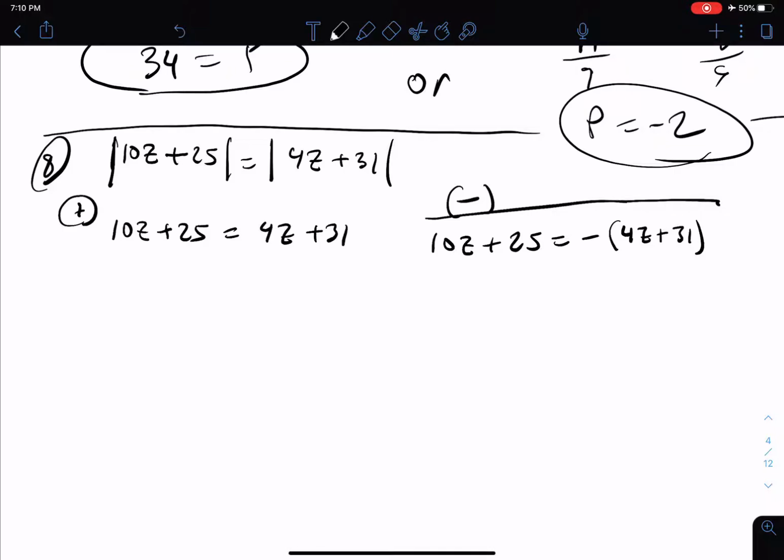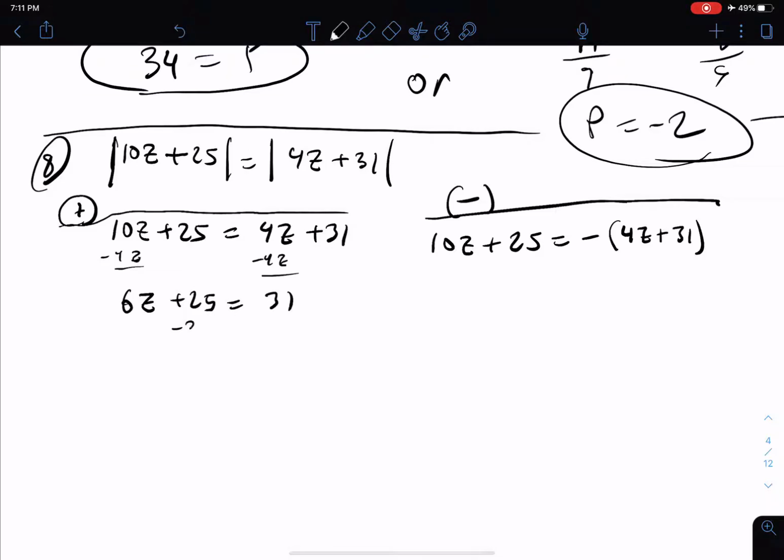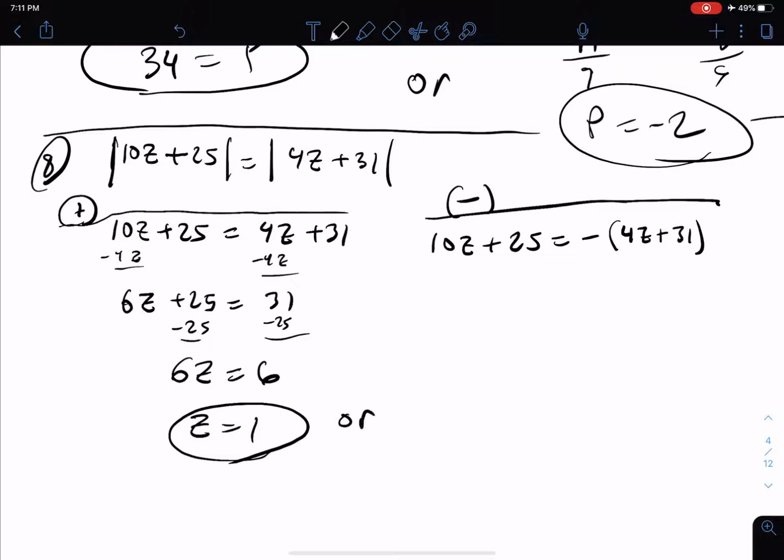Okay, let's do the positive case first right here. And I'm going to solve for z. So how about if I subtract 4z off of both sides? This gives me 6z plus 25 equals 31. I'm going to subtract 25 off of both sides. This gives me 6z equals, what is that, 6? And I divide by 6 on both sides, and z equals 1.